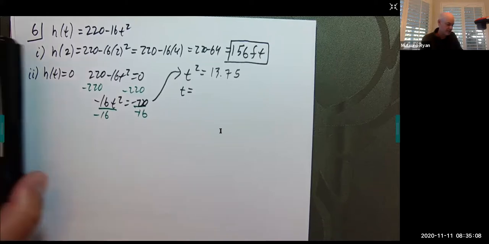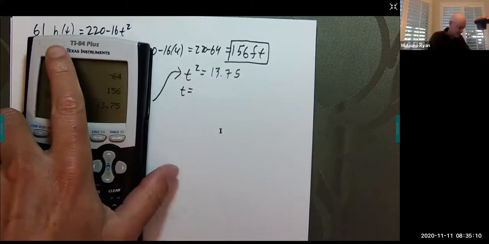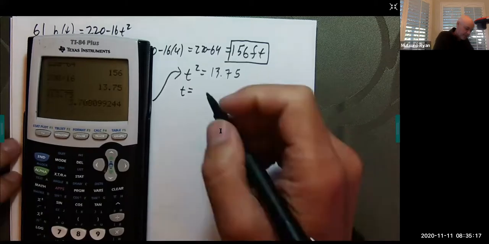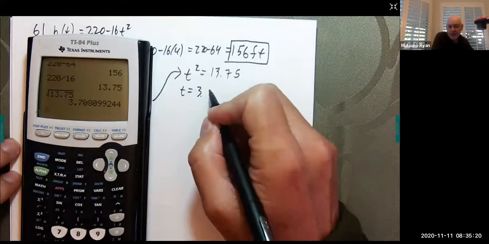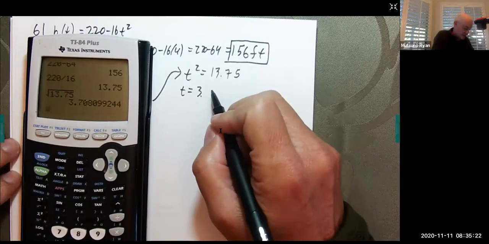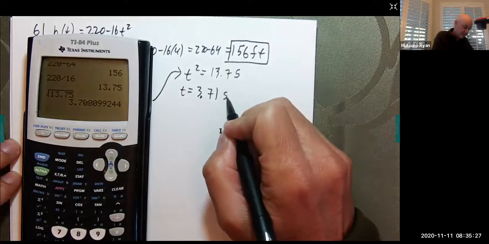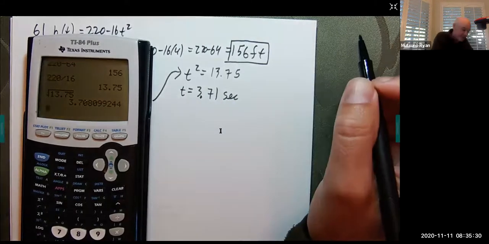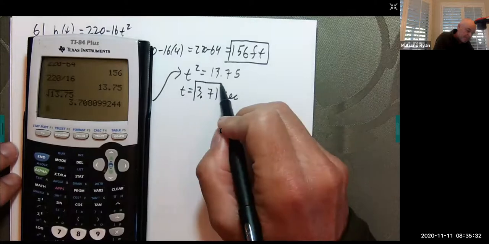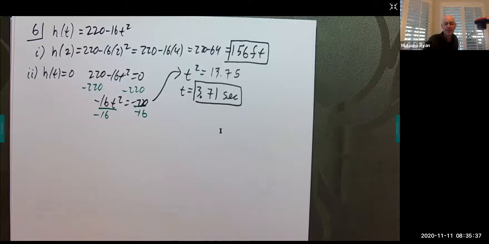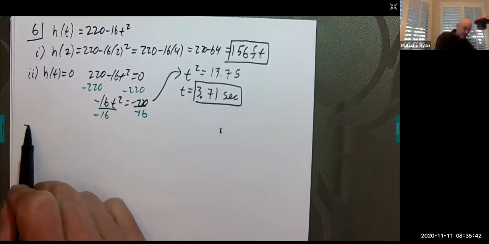So I'm going to take this and I'm going to do the square root of 13.75. And it says, again, 2 decimal places, so 3.71 seconds. Seconds, yeah. There you have it. And our last question.